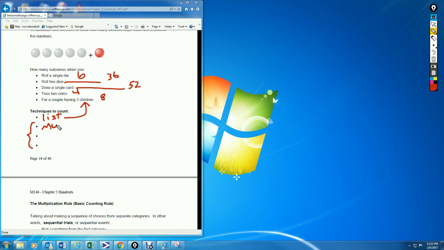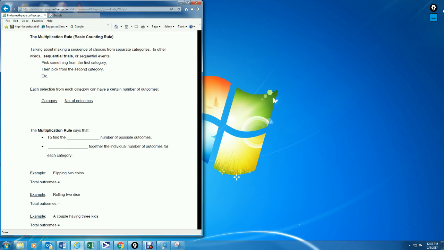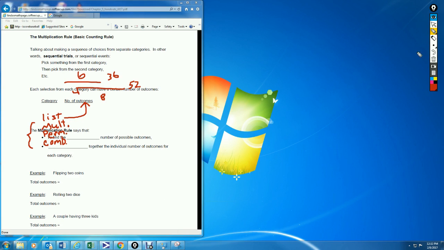Okay, so first of all, we are going to learn something called the multiplication rule. I'm not going to write it all out. We're going to learn about permutations. And finally, we're going to learn about combinations. All right, so all 4 of these are valid techniques to use for counting. All right, so let's start with the multiplication rule, also frequently called the basic counting rule.